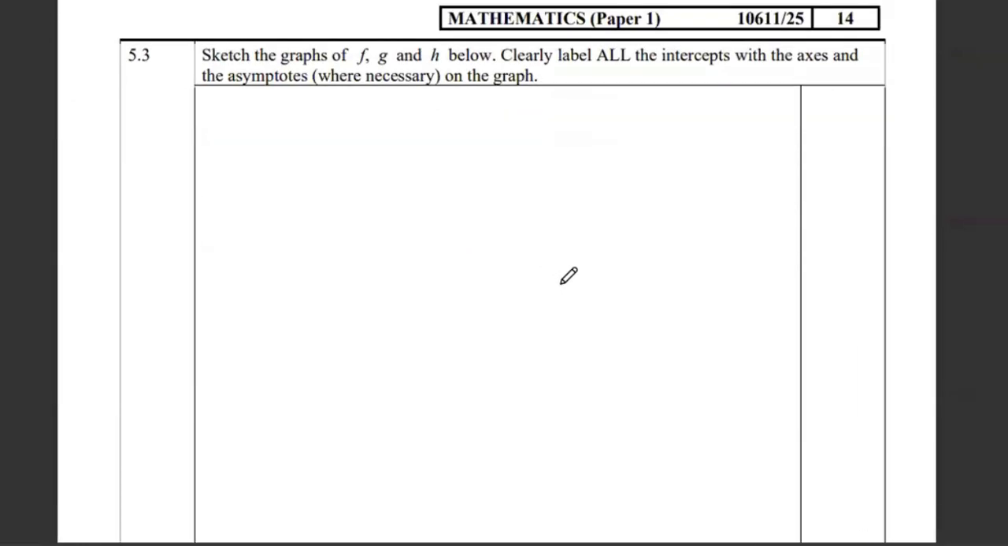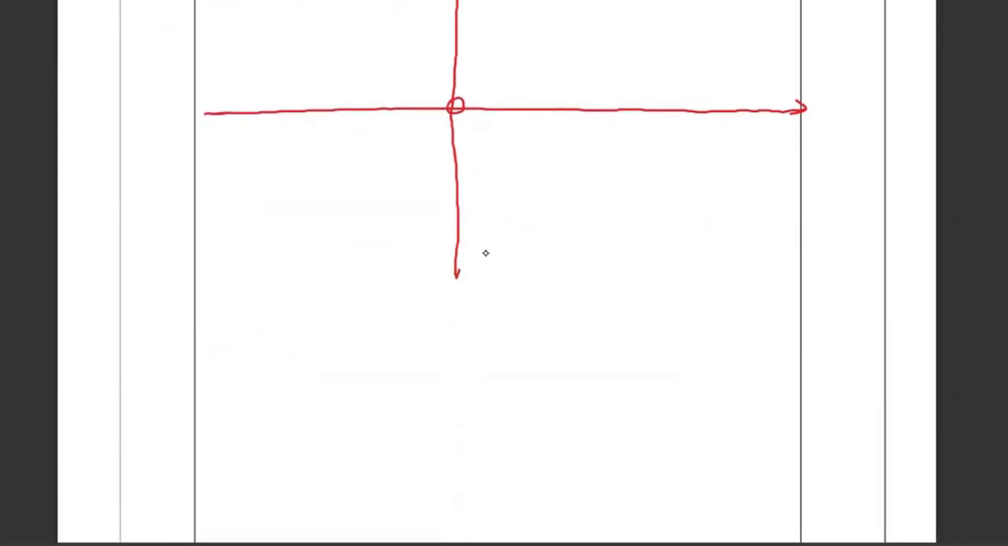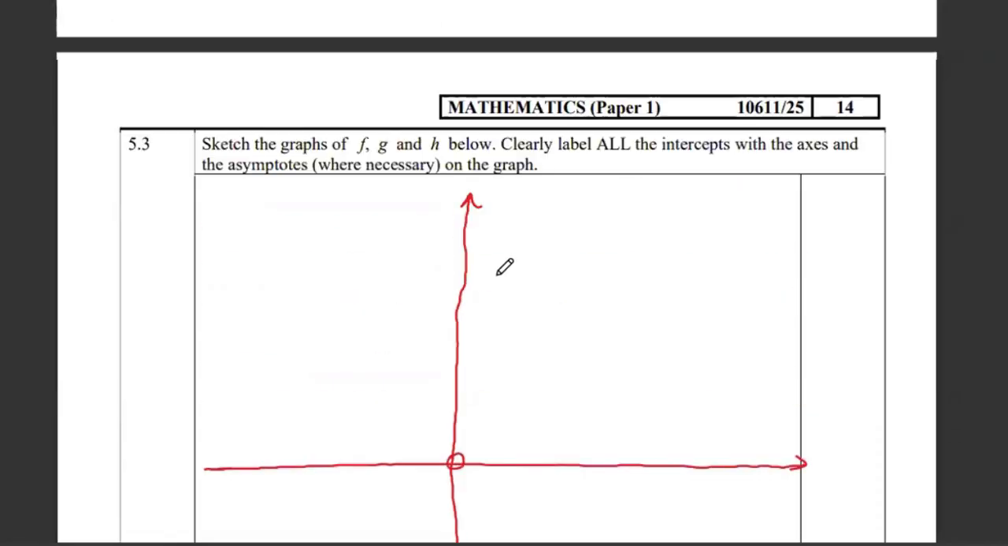Then they want us to do the sketch. Okay. So with the sketch, we're being advised that we must practice sketching graphs using pens. Okay. I'm not going to say anything negative about it, but we just need to be careful. Okay. Let's say we can start with a pencil.